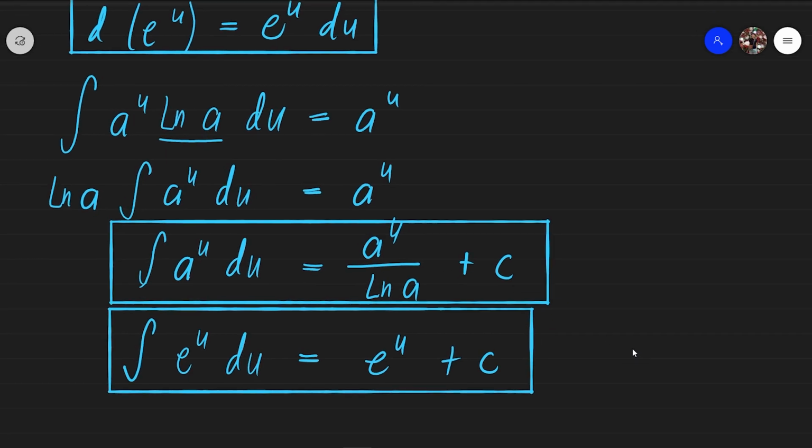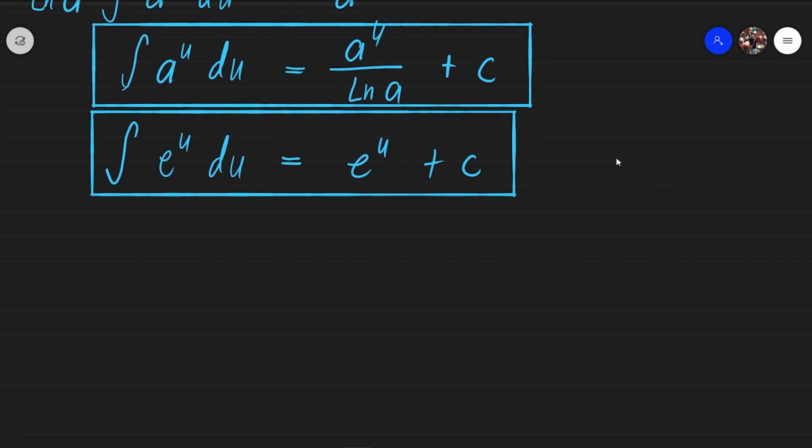So these two are our exponential function formulas for integration. Take note: the integral of a raised to u du is equal to a raised to u over ln a plus c. And the integral of e raised to u du is equal to e raised to u plus c. You have to memorize these formulas.